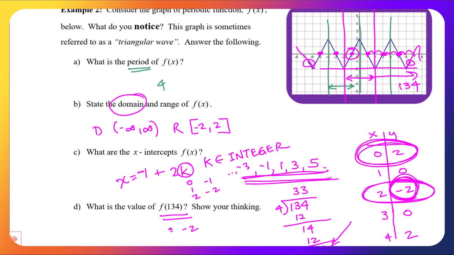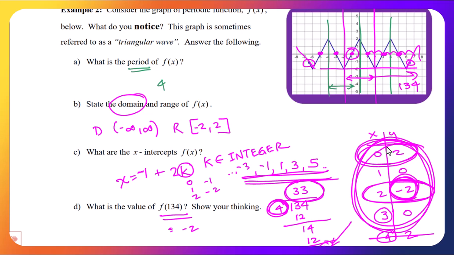And here's the idea. When I divide by 4, the biggest remainder I can get is 3, right? Because if you get a remainder of 4, you know that you chose this number wrong. So our remainders tell us what the answer is going to be if I have a function that repeats over and over and over within a certain period.